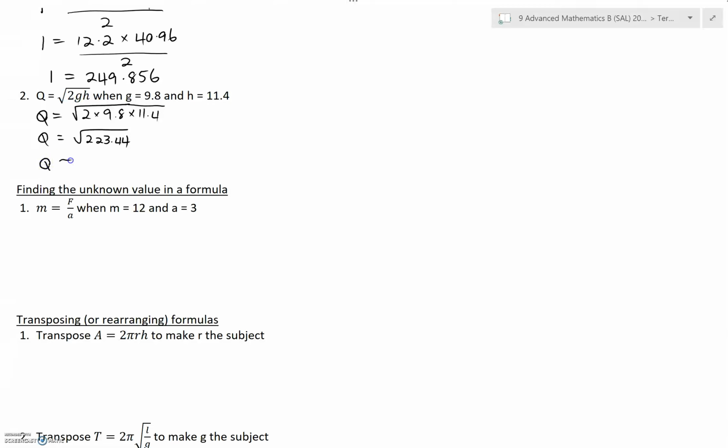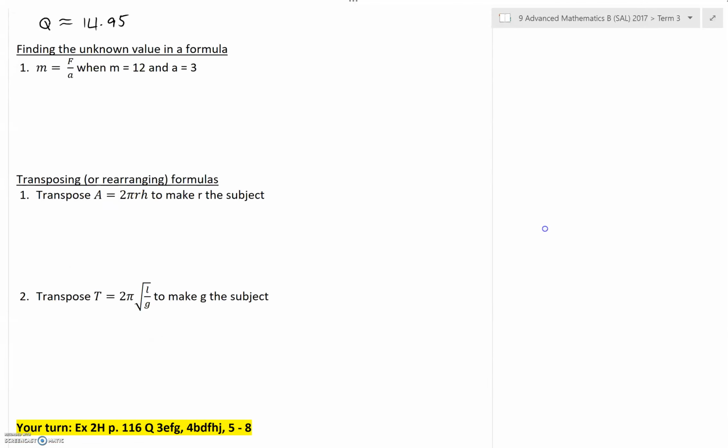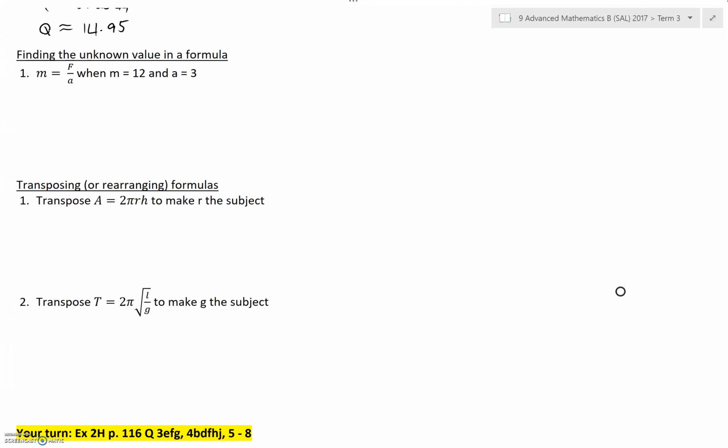So q in this case, it's going to be approximate because it's a decimal that keeps going, so we need to round it. So I've used the approximately equal signs here. Okay, so hopefully that's pretty straightforward for you.